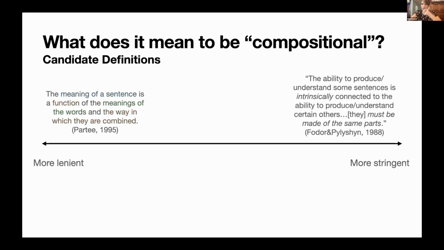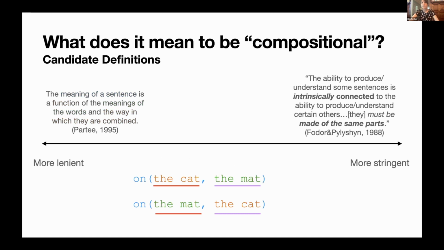So I want to talk more about these kinds of stricter definitions. I think this is the type Gary was really referring to in his opening talk. So this is a quote coming from Fodor and Pylyshyn in their very famous paper.